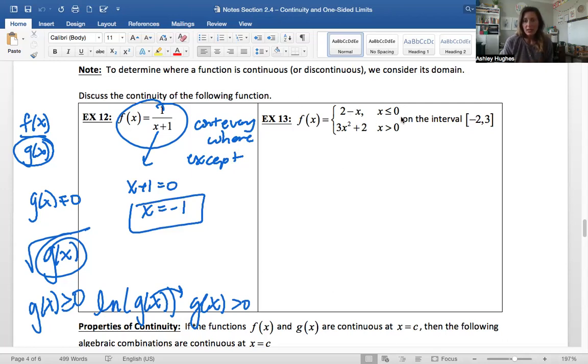This one, let's see. I just need to check and see if they match up. And where you're checking is where it switches. It switches from the top function to the bottom function when x is 0.